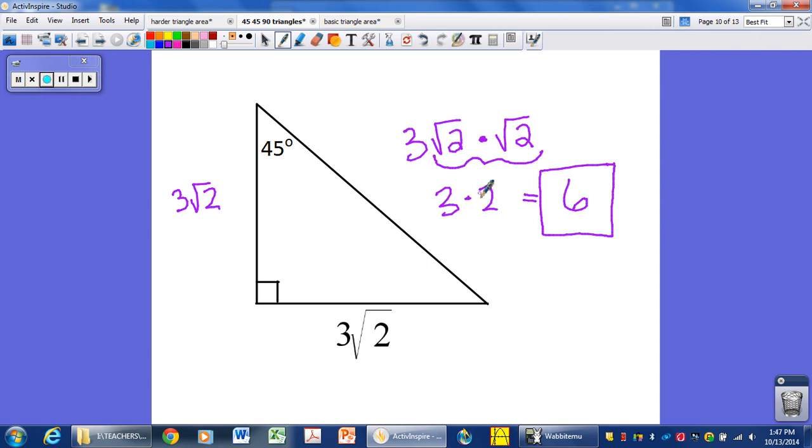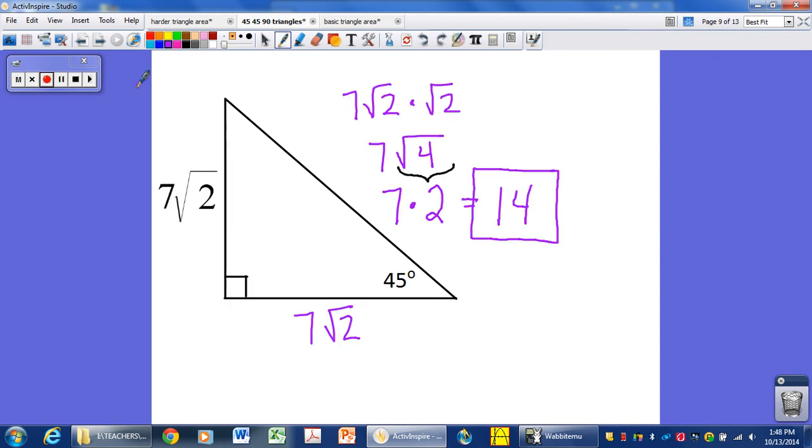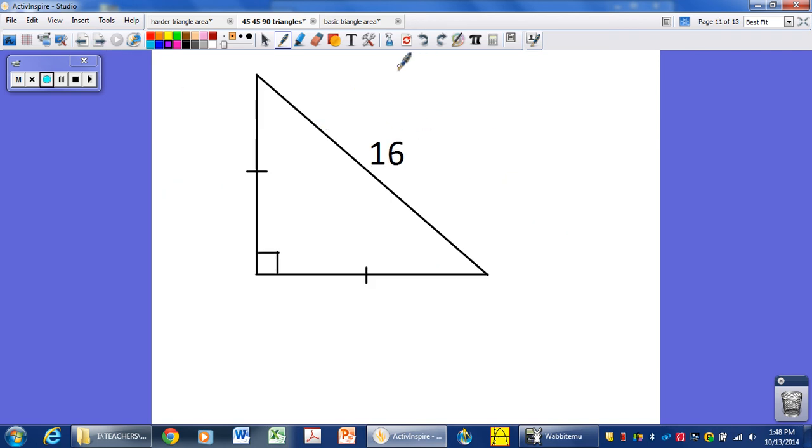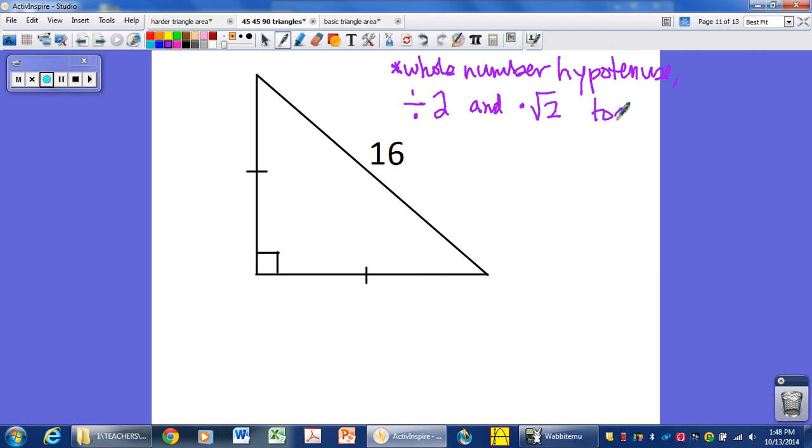Okay, so notice the relationship. Here we have a 3 root 2. Here's another 3 root 2, and your number is a 6. So 3 relates to 6. Back here, we had a hypotenuse of 14 and legs of 7 roots of 2 and 7 roots of 2. It turns out this is always going to be the case. If we have a whole number hypotenuse, and this is a special case, then we have to do 2 things. We have to divide the hypotenuse by 2, and we have to multiply by root 2 in order to get the leg.